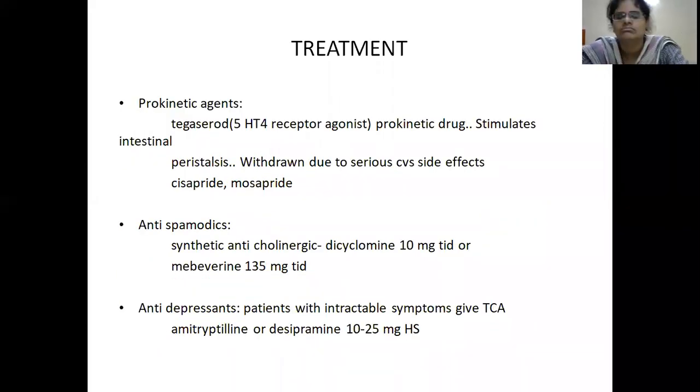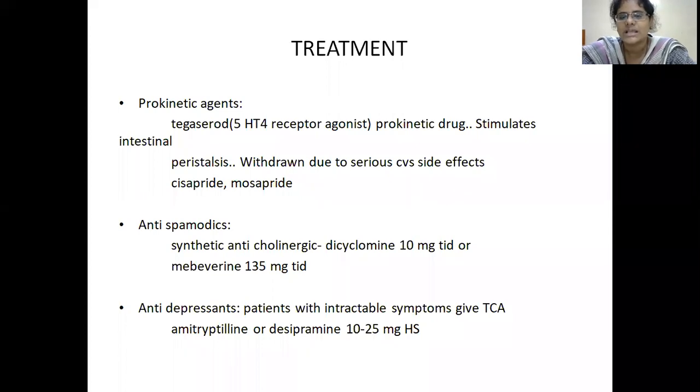Next, in these patients motility is decreased. In patients with constipation, there are decreased contraction waves. So try to stimulate the contraction with prokinetic agents. A 5-HT4 serotonin receptor agonist is a prokinetic. Tegaserod stimulates intestinal peristalsis, but it was withdrawn because of cardiovascular side effects. Cisapride and mosapride are also not much useful.